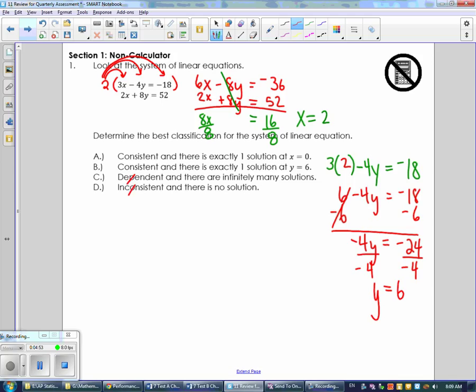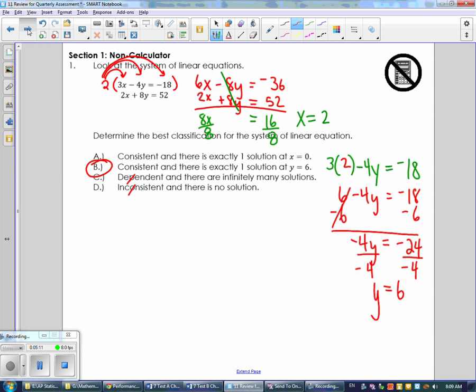And if I take a look at A and B, both of those identify one solution. In letter A, it says x is 0, and in letter B, it says y is 6, and that is the one that is correct. We know that it's consistent because there's one solution, and the solution occurs when y is equal to 6.